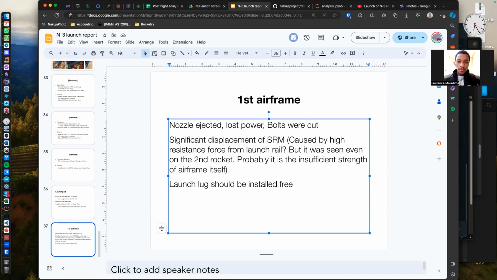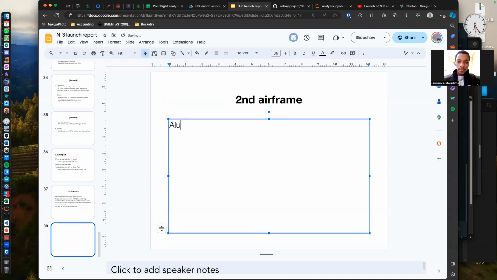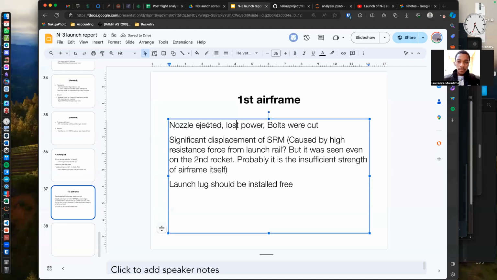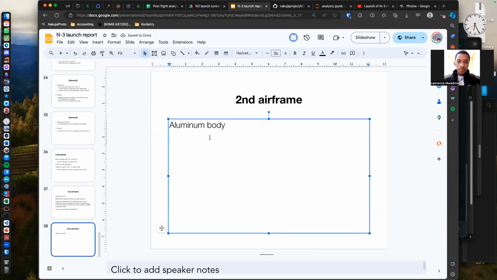Okay, so onto the second airframe, which was also aluminium, so it's similar to the first. For this one, the only thing we had changed is that we had not permanently fixed the lugs to the airframe using epoxy glue. But the results were similar. We thought that not doing that would at least save the nozzle from being ejected, but the nozzle was still ejected and we still had the bolts on the nozzle being sheared, and we still had a similar amount of damage on our airframe skin as compared to the first one.